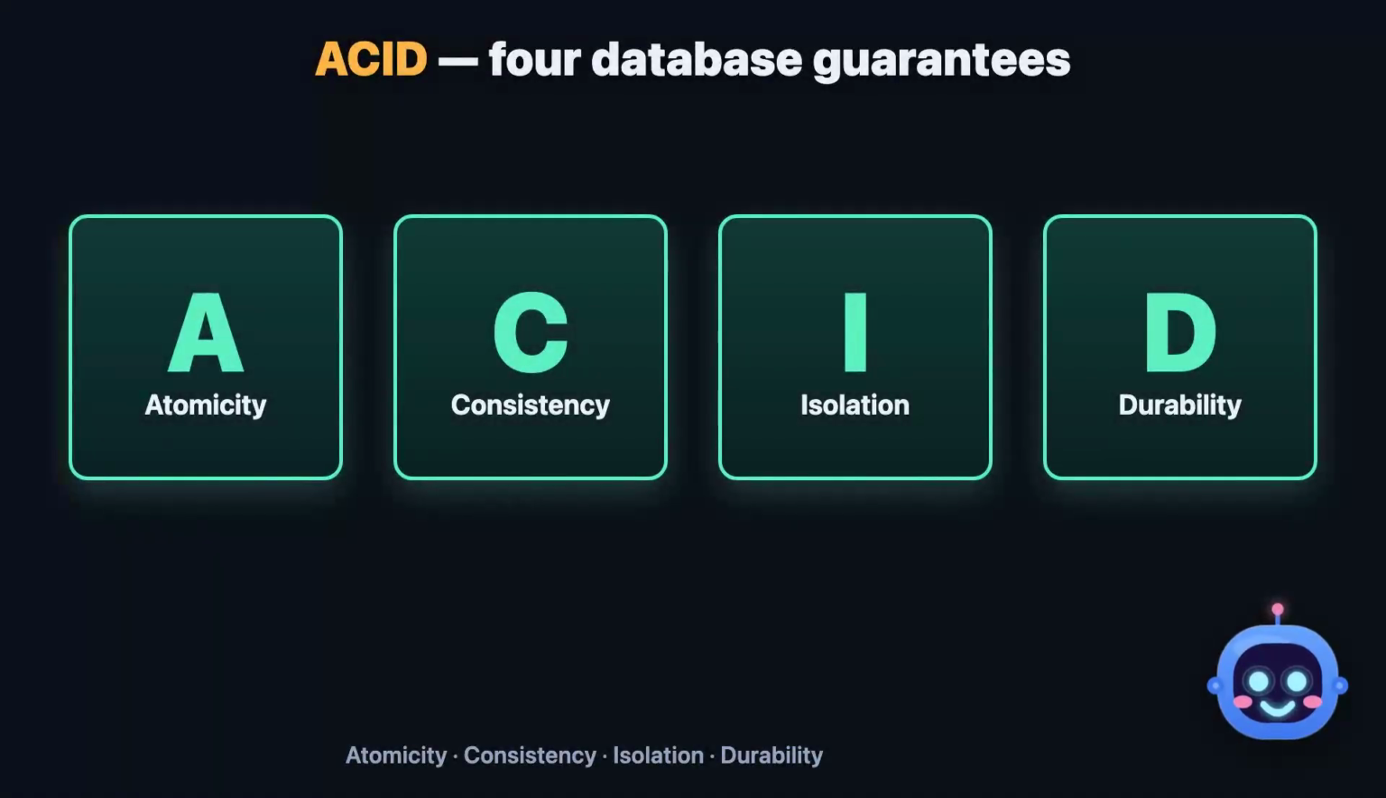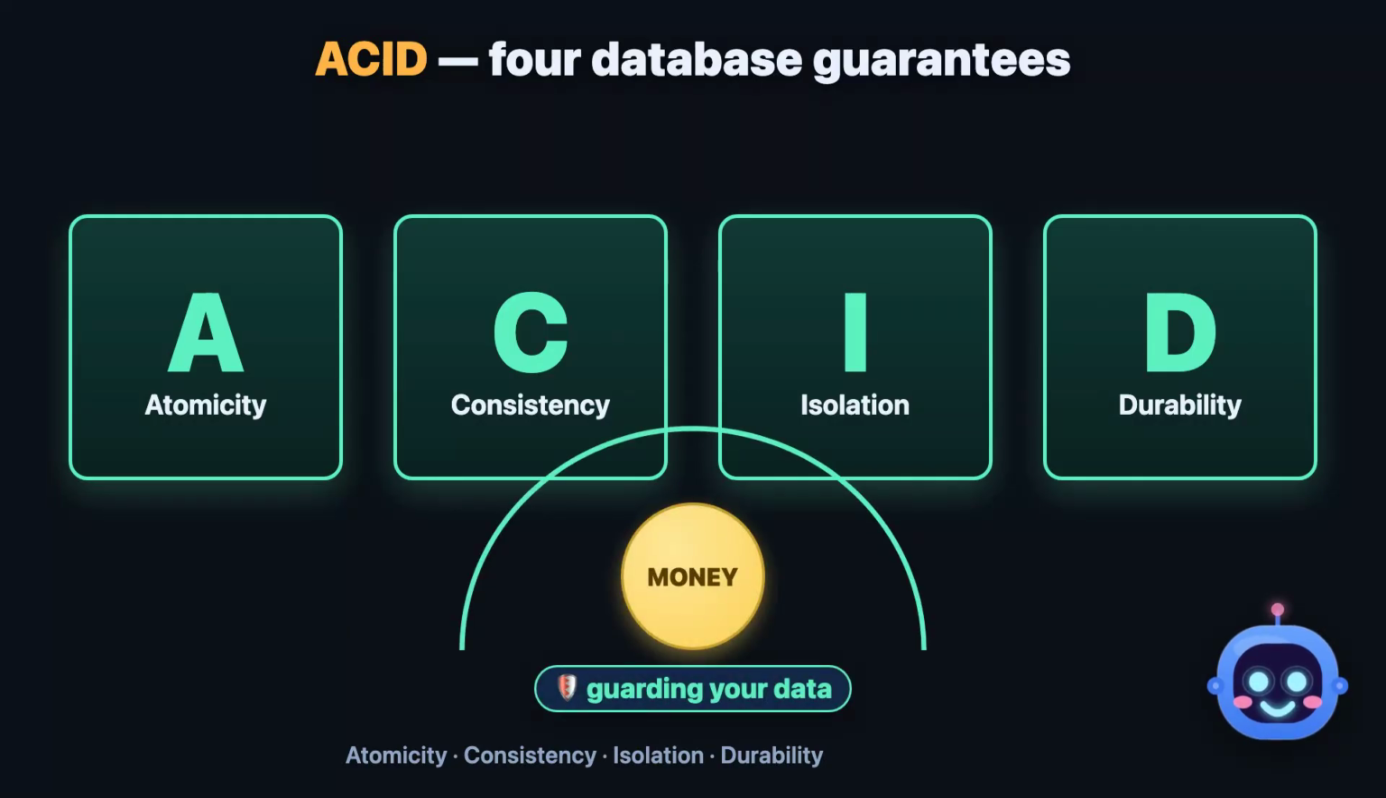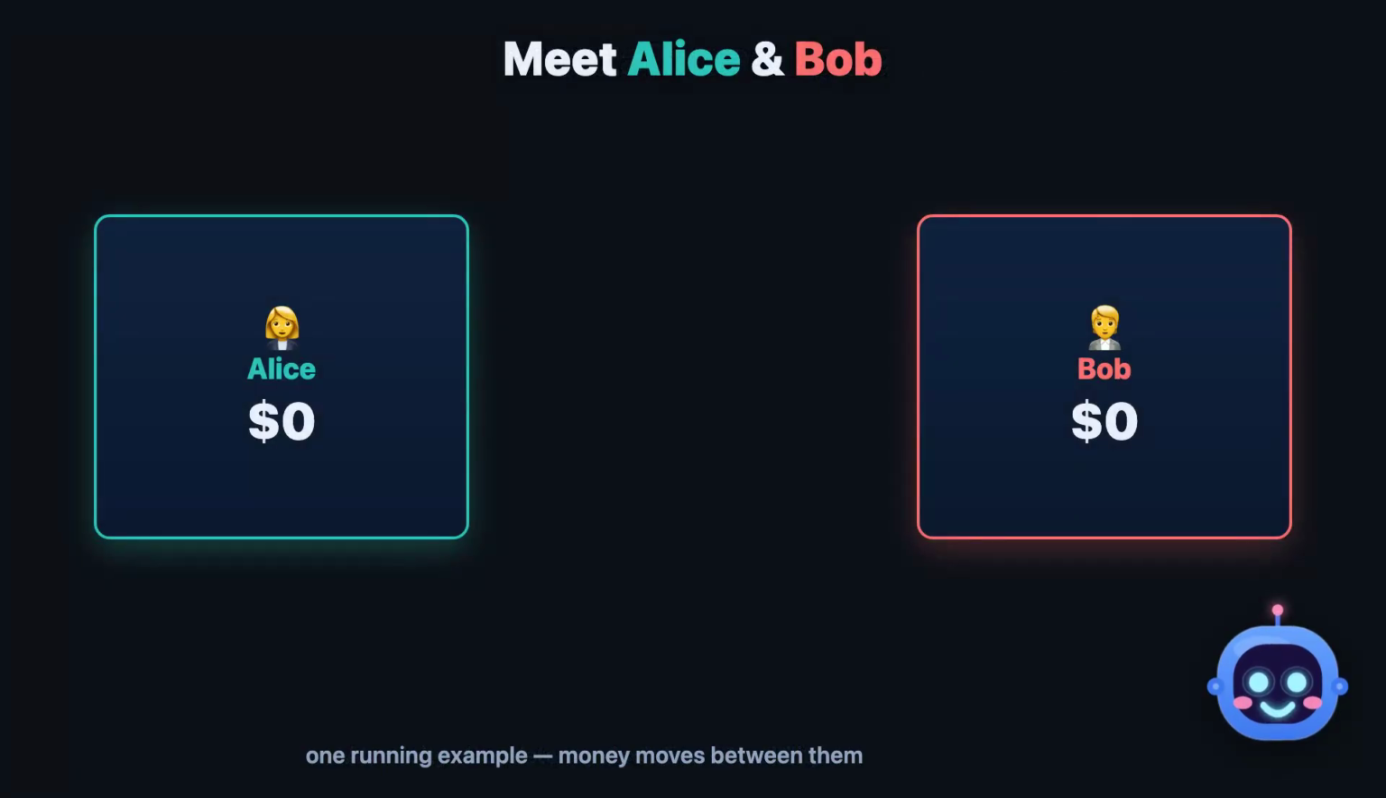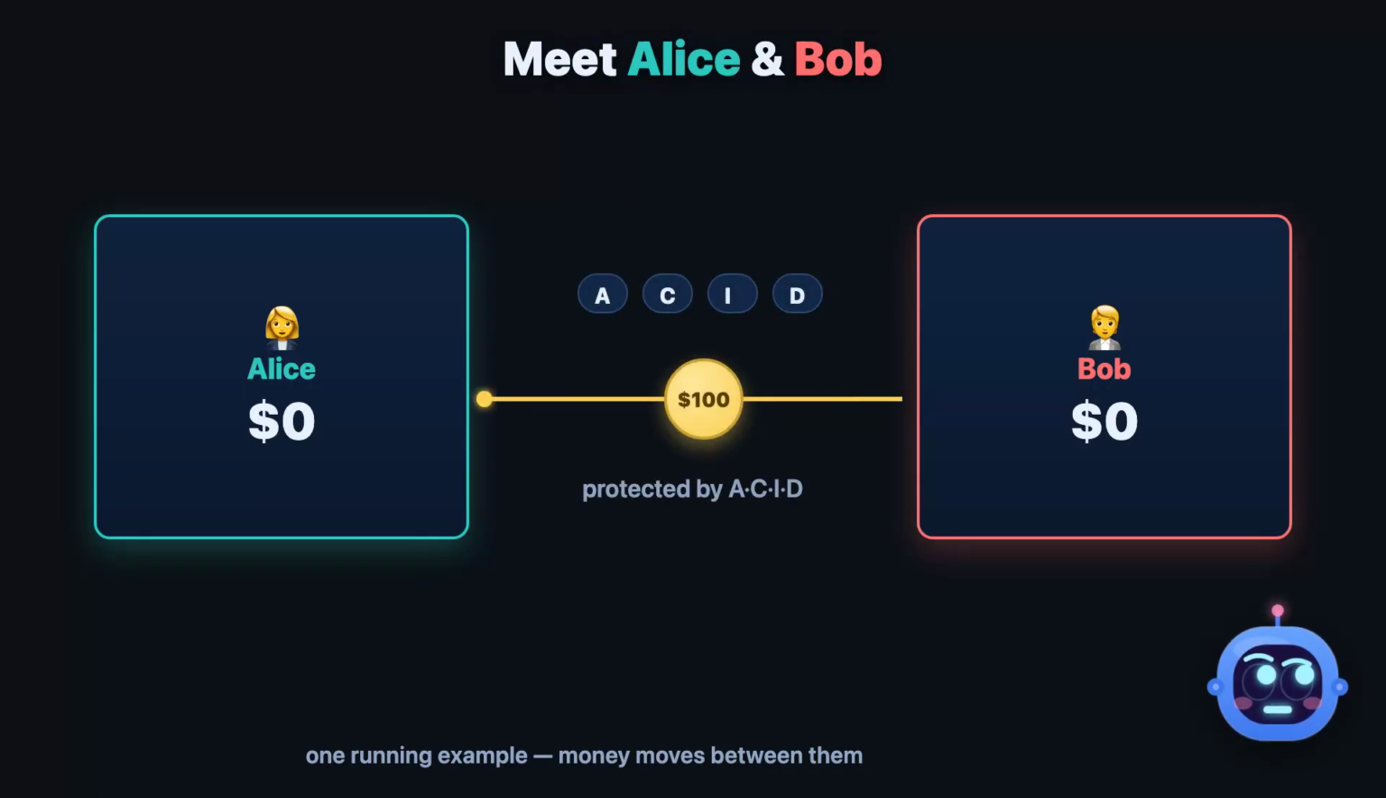ACID stands for 4 properties a database should provide to store your data reliably: atomicity, consistency, isolation, and durability. Together, these 4 guarantees are what let you trust a database with something as important as money. Let's use one simple scenario the whole way through. 2 people, Alice and Bob, each with a bank account. Money will move between them, and we'll see exactly what each of the 4 properties protects.